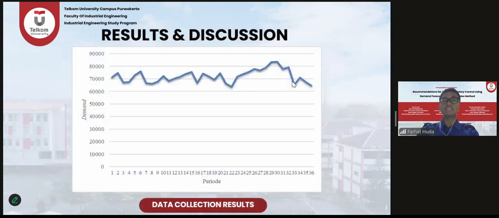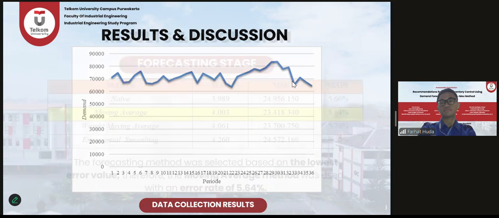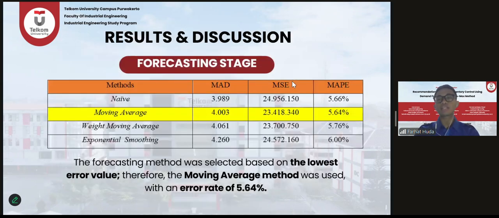The graph in this slide indicates a horizontal demand pattern, meaning that demand remains relatively stable over time. Therefore, four forecasting methods were tested: naive method, moving average method, weighted moving average, and exponential smoothing method. At the forecasting stage, the method was selected based on the lowest error value. As a result, the moving average method was chosen, achieving the lowest error rate of 5.64%.